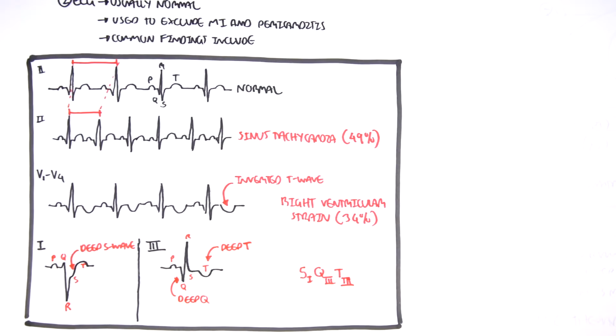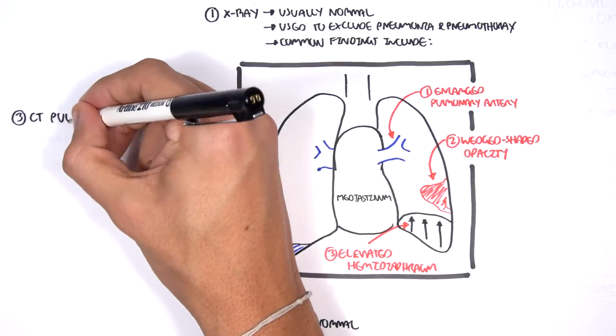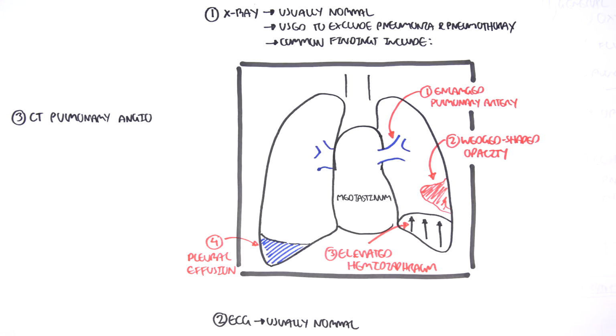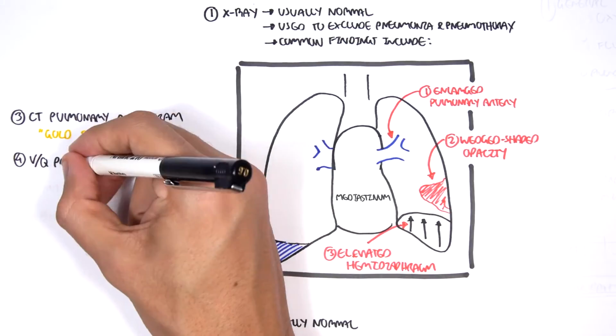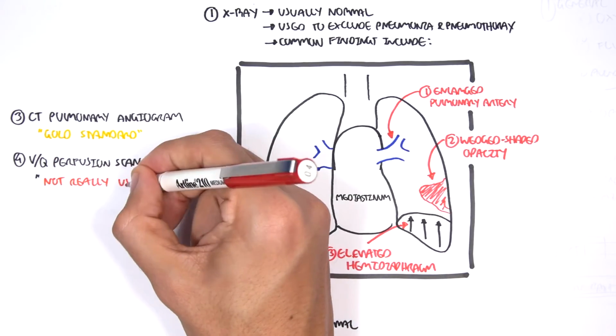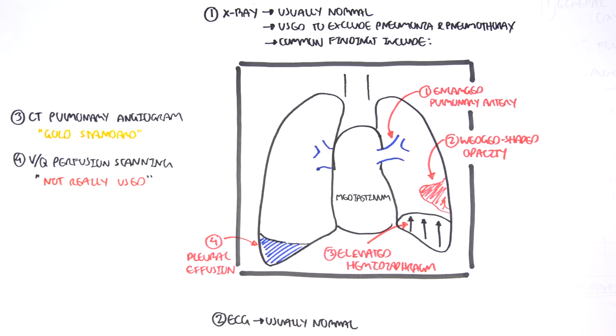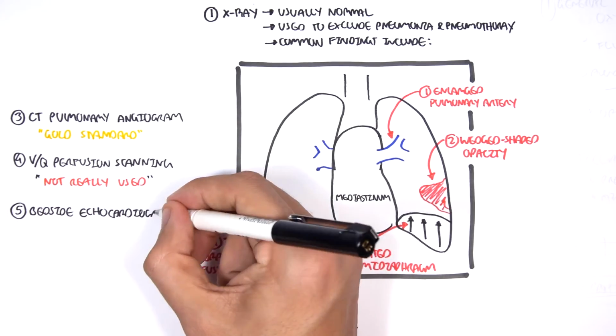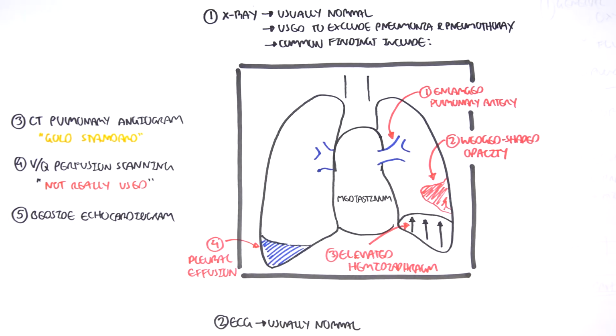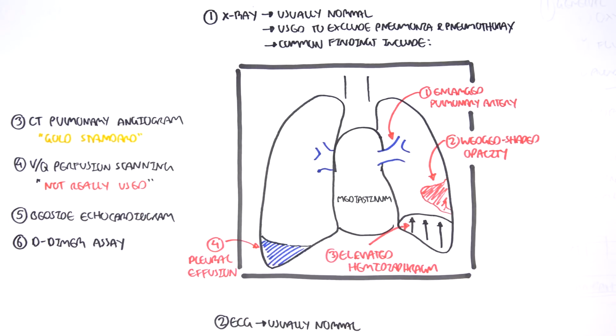Other investigations that can be performed are your CT pulmonary angiogram, which is the gold standard for finding out if the person has PE. You can also do a VQ perfusion scanning test, which is not really used. What I mean by not really used is that it's not definitive. You usually use a CT pulmonary angiogram. Five, you can do a bedside echocardiogram. And six, you can do a D-dimer assay, which we will look into in more detail soon.